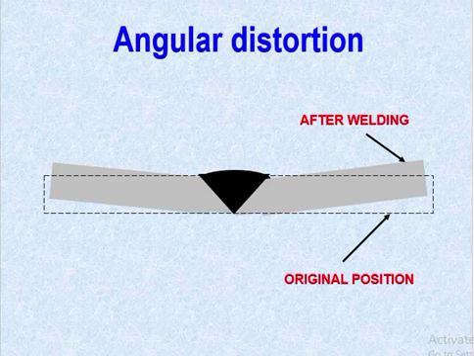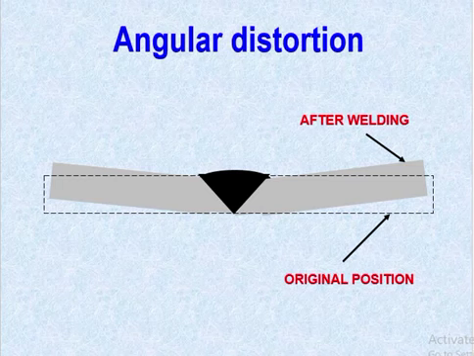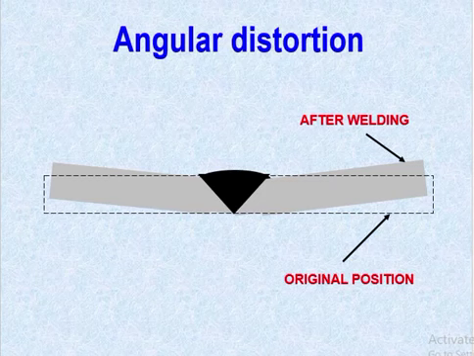This is the angular distortion. This is the original position. When you are doing welding, expansion will be there and it moves from the original position, because the heat is coming here in the surrounding of the welding. So it will expand, and after contraction it will not come back to the original condition.